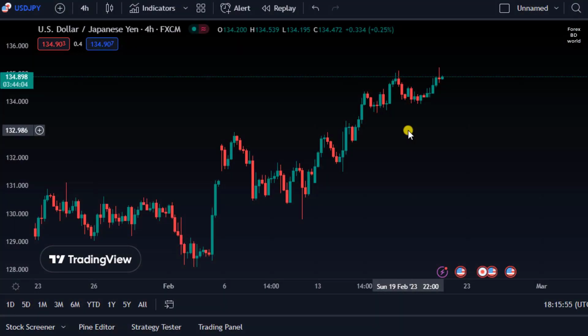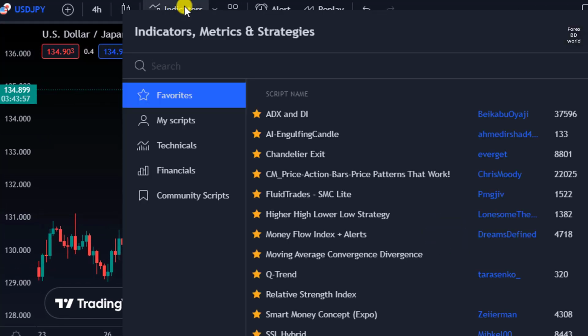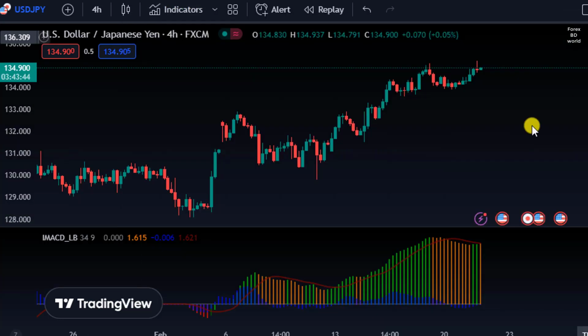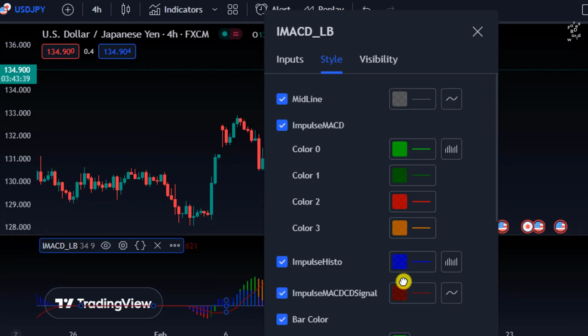Let's see how to set it up. You have to use an indicator. Just go to the indicator option, then search there by writing the name of this indicator. We have written its name, so this indicator has come in front of us. It says Impulse MACD by Lazy Bear. You will set it. We have a setup in our chart, but now we need to change some settings, so we come to the settings option.